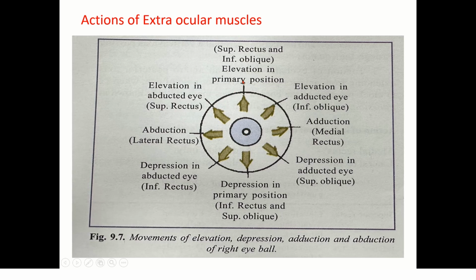Here you can see in the primary position, elevation is mainly by superior rectus and inferior oblique. Depression is mainly by the inferior rectus and superior oblique. In the adducted eye, elevation is by the inferior oblique, and here you can see the adduction by medial rectus. In the adducted eye, depression is by the superior oblique. In the abducted eye, elevation is by superior rectus, and depression is by the inferior rectus. Here you can see abduction mainly performed by the lateral rectus.